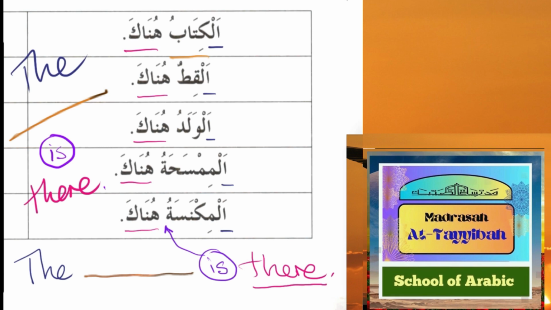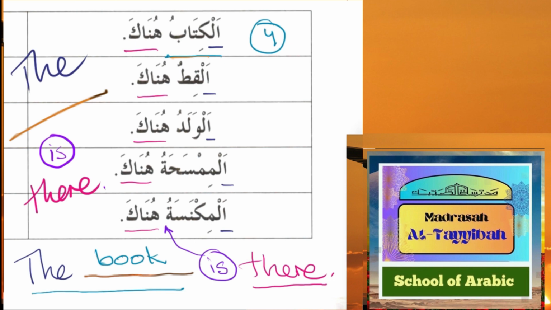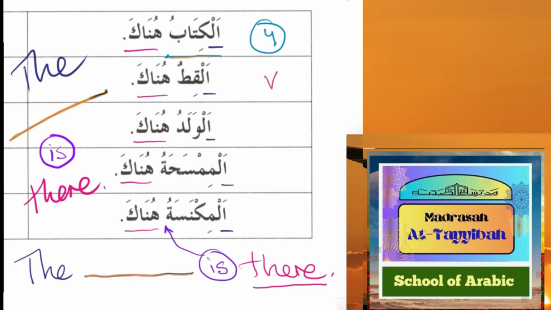We had 1 to 5, so now the next one is sitta. Here we have sitta, number 6, and it is al-kitabu hunaka. And kitab is book. So al-kitabu, the book, is there. Number 7, sab'a, al-qittu, and there's a shadda on the ta. Al-qittu hunaka. Qit is cat. The cat is there.